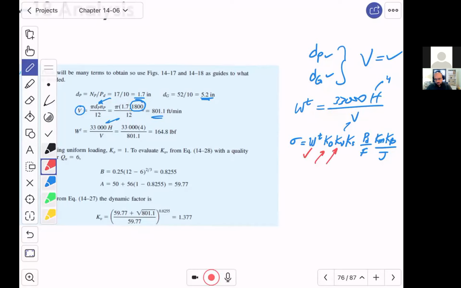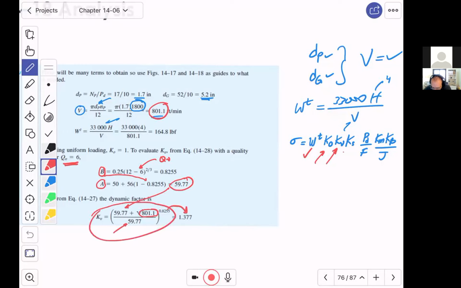KV is the dynamic factor. The dynamic factor depends on the quality of the gear. So if the quality of the gear is given, which is 6, the quality number, then we can substitute Qv over here to calculate a constant B, and then this constant B can be used to calculate another constant A, and then this A is used in this equation along with the pitch line velocity in order to get KV. So KV is known.